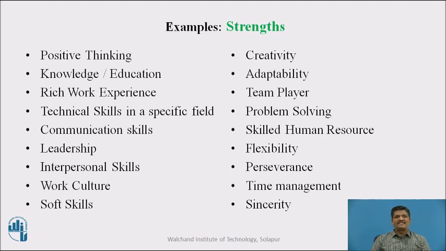Now, these are some of the examples of strengths in relation to a person or an organization. So, positive thinking, knowledge or education, rich work experience, technical skills in a specific field, communication skills, leadership, interpersonal skills, work culture, soft skills, creativity, adaptability, team player, problem solving, skilled human resource, flexibility, perseverance, time management, sincerity, etc. can be strengths for an organization or an individual. As you can see here, an excellent work culture can definitely be a strength of an organization, and adaptability or creativity can definitely be a strength for an organization or an individual.